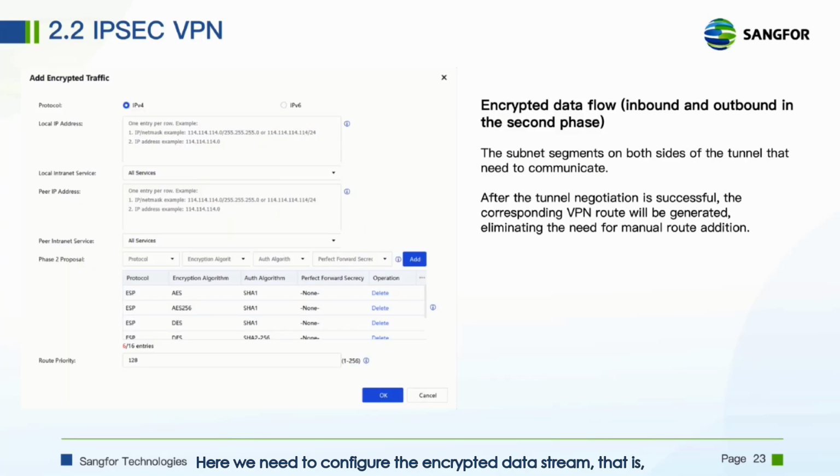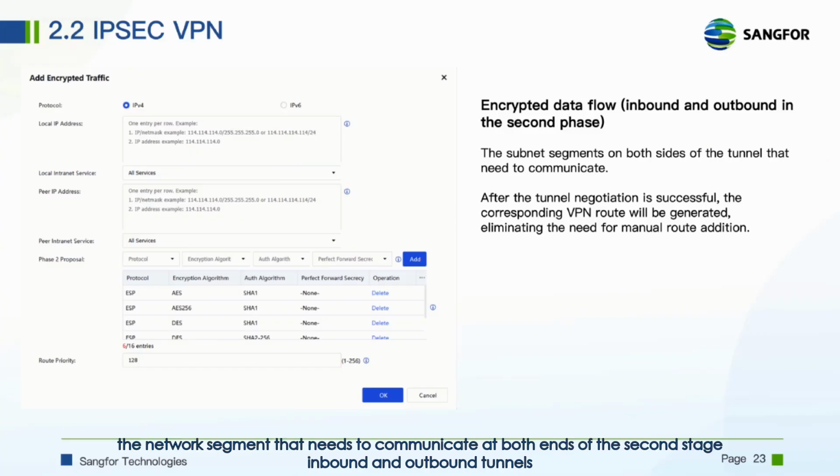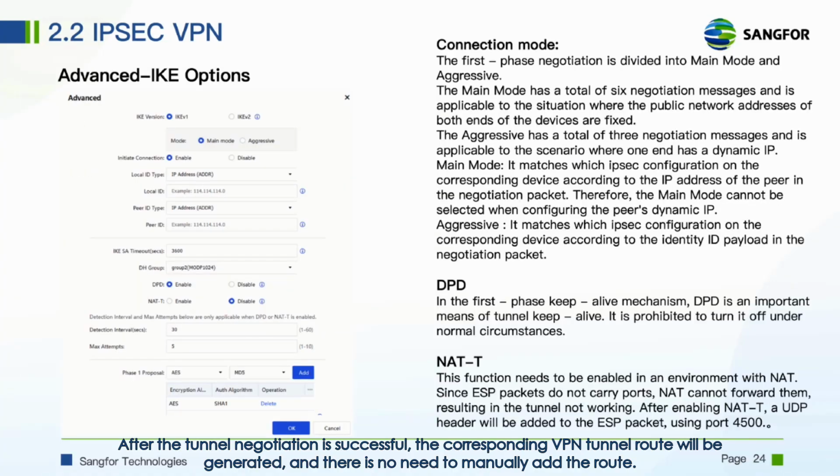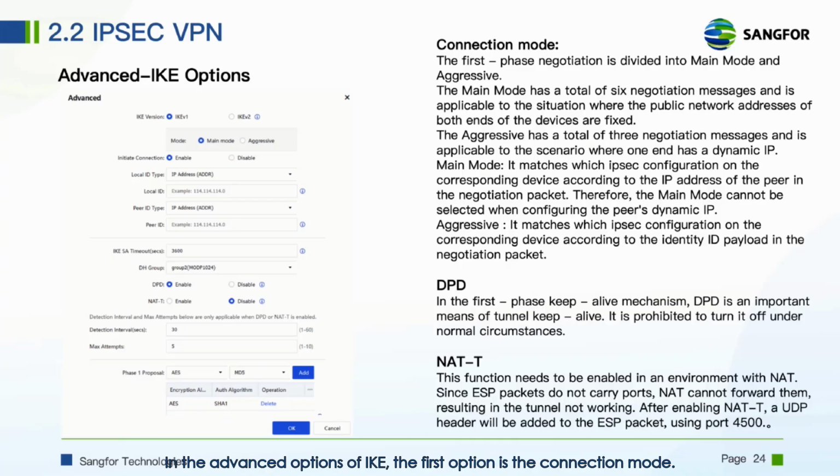Here we need to configure the encrypted data stream, that is, the network segment that needs to communicate at both ends of the second stage inbound and outbound tunnels. After the tunnel negotiation is successful, the corresponding VPN tunnel route will be generated, and there is no need to manually add the route. In the advanced options of IKE, the first option is the connection mode.